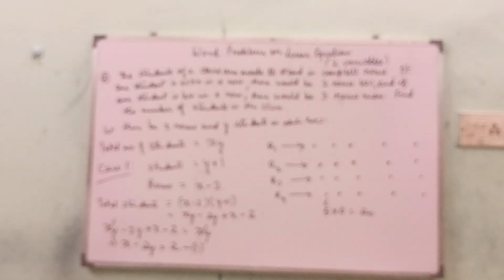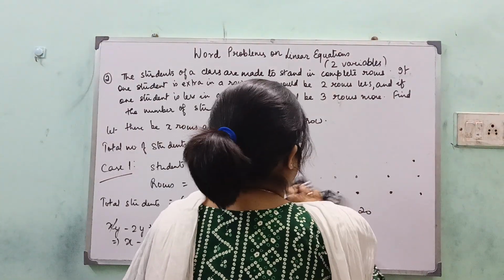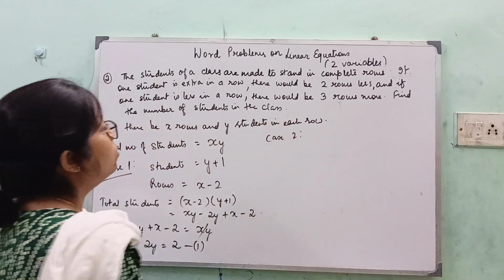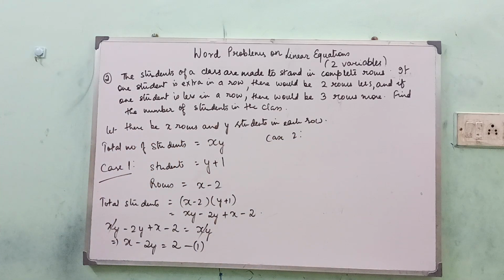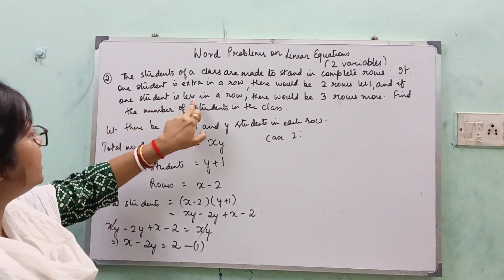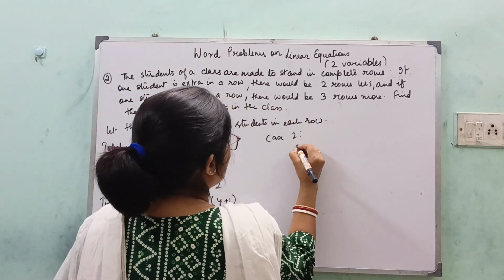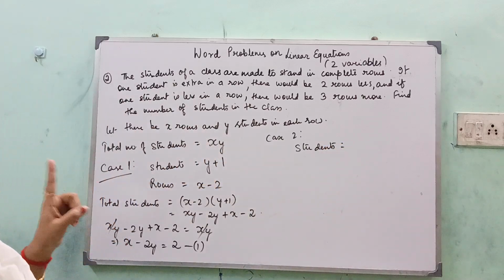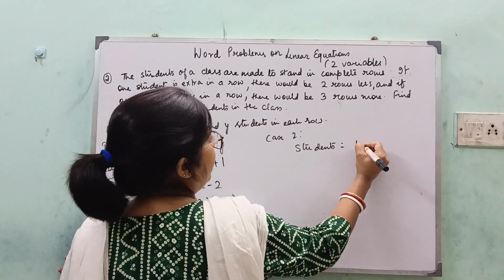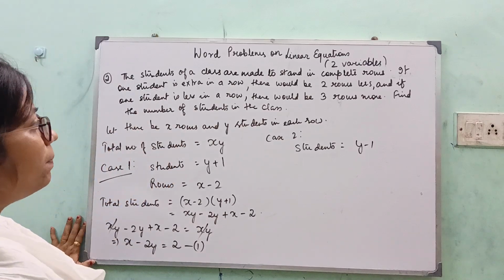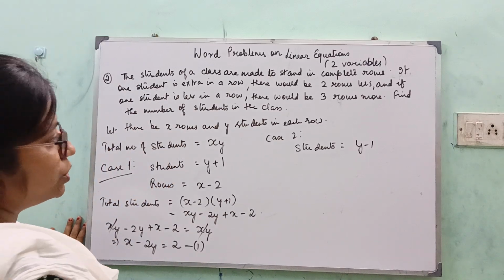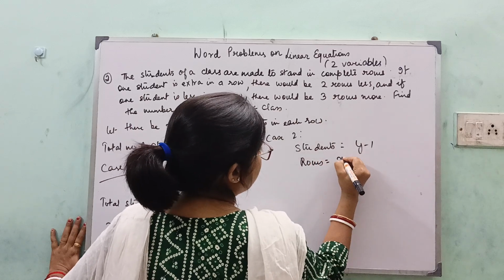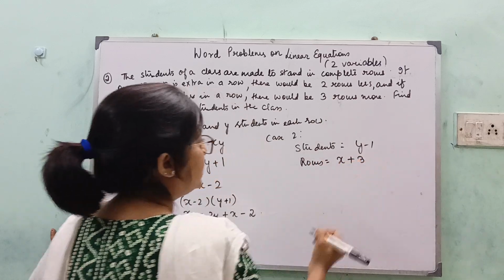Now similarly, there is a case 2 also. What does case 2 tell? Case 2 tells you that if one student is less in a row, so here one student is less in a row, so y minus 1. Now there would be 3 more rows. So here the rows become 3 more. The initial was x, now we have x plus 3.